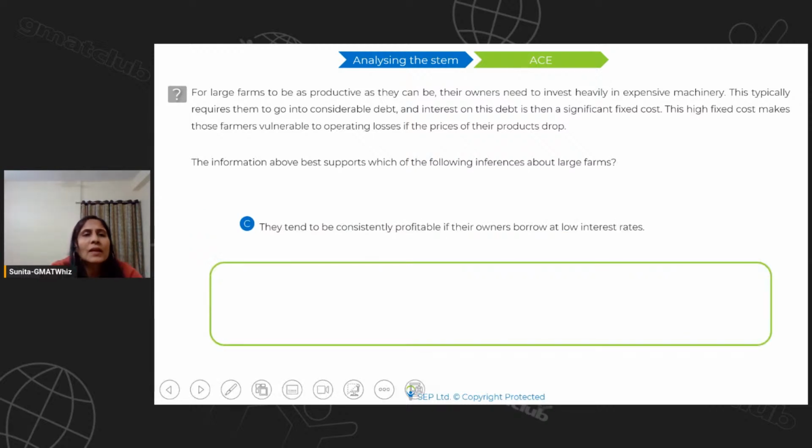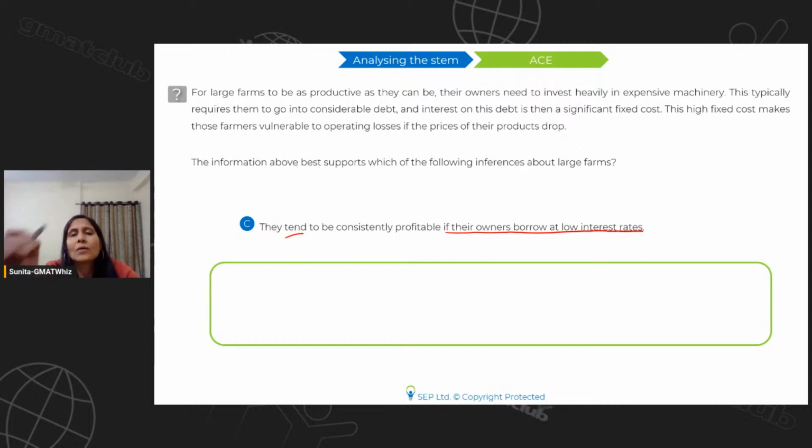They tend to be, now look at this language, tend. Tend comes from the word tendency. So they tend to be consistently profitable if their owners borrow at low interest rates. Now, the if clause in the answer choice should be considered as extra premise. Okay. This is extra premise. So this plus this extra premise, can you infer this part?